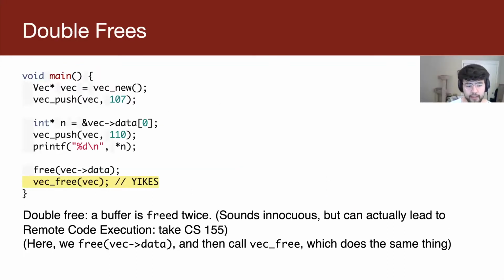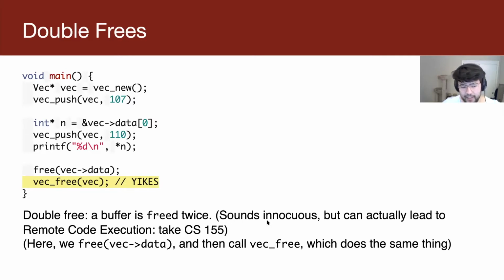It also has some double frees. If you look at the last 2 lines of main, it's calling free on vec data. And then it calls vec free, which, if you look at the implementation of this, also calls free on vec data. And so it's actually freeing this buffer twice, which is not so good. And this might sound innocuous, right? We just called free twice. What's the big deal? Nothing really terribly wrong here, right?